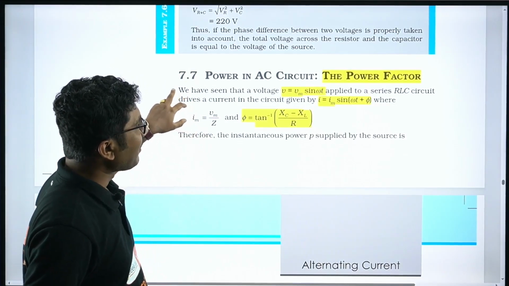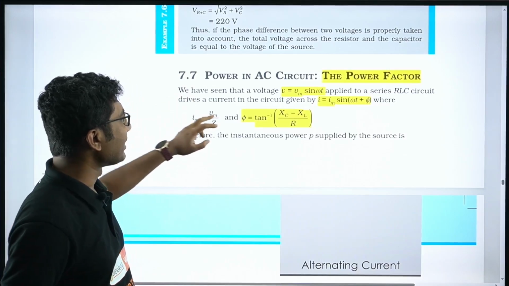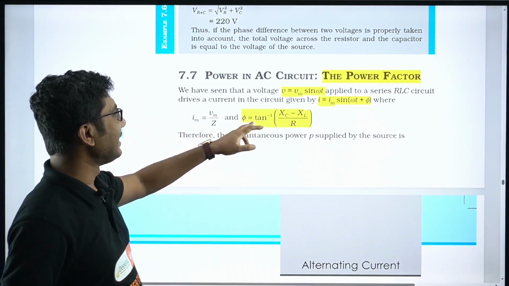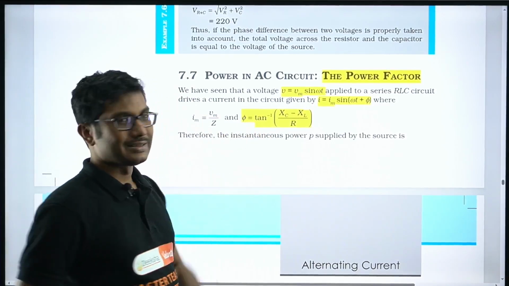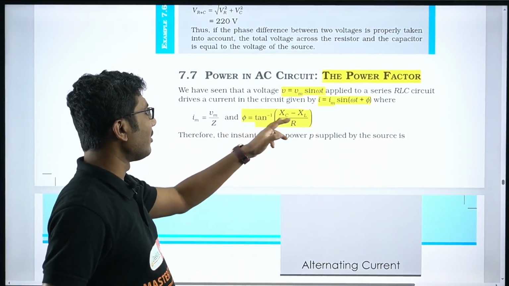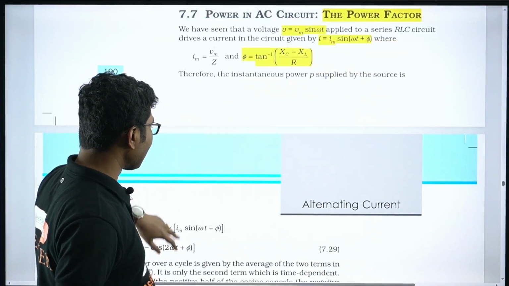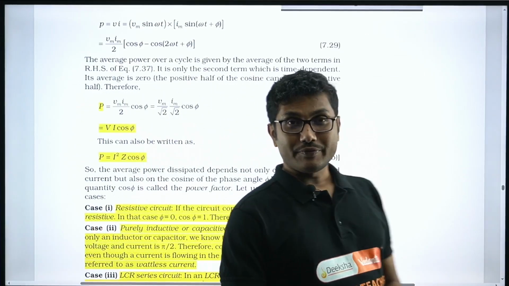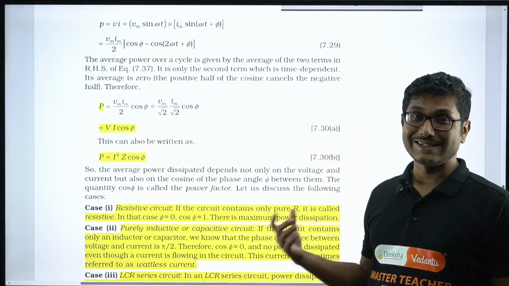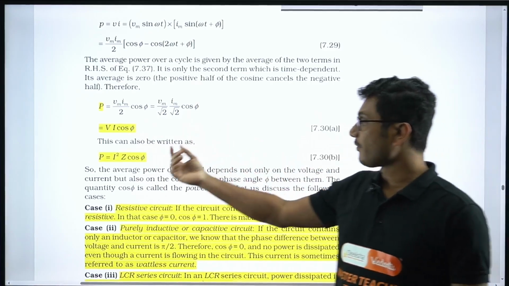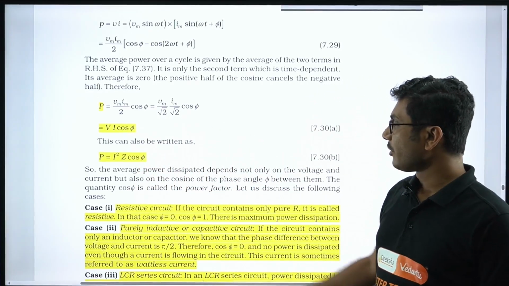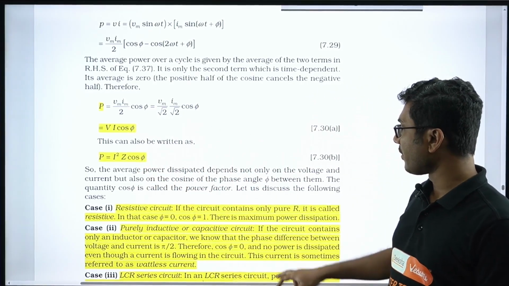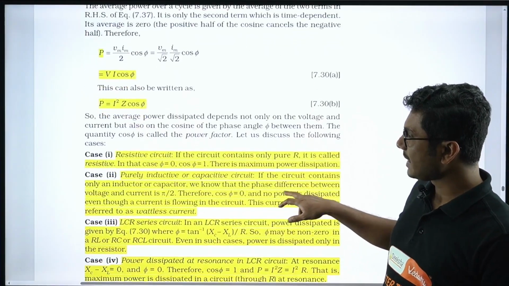Okay, the power factor, this is a very important term. Power factor is determined by the phase. If the phase is phi, then the power factor is basically nothing but cos phi. So if the phase in a series LCR circuit is phi, then the power factor is cos phi. Here this cos phi is called power factor. Let us discuss the following cases.